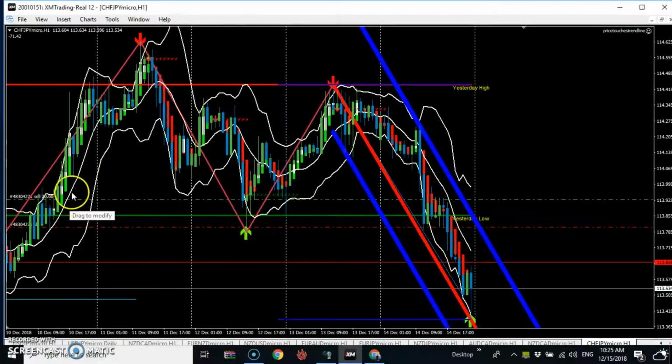Like I said, this channel, this blue channel, has already told us that we are going down. It's a downtrend, okay? Based on this leg, it's a downtrend. Great. So that's why there's no need to do analysis.